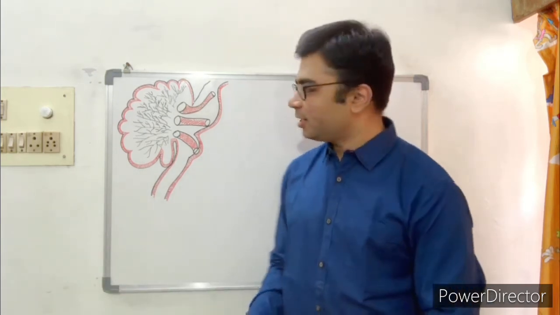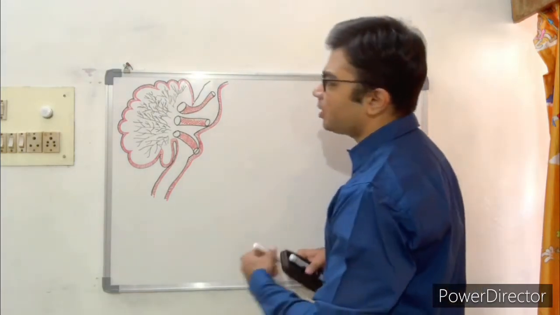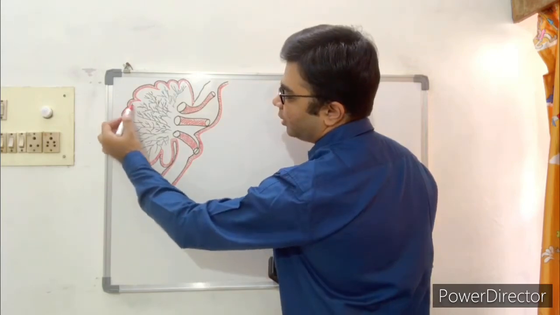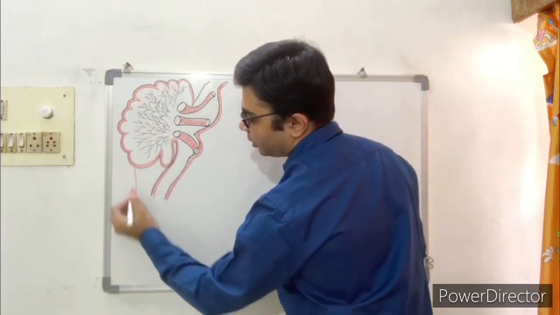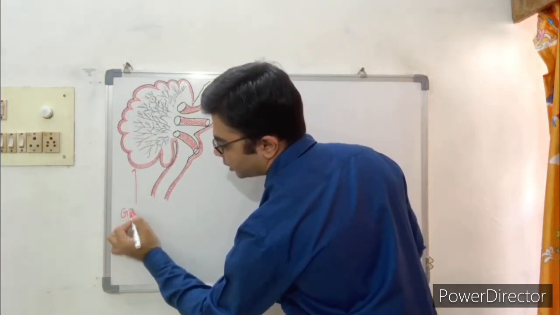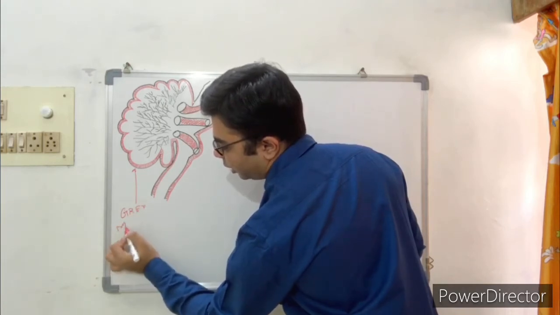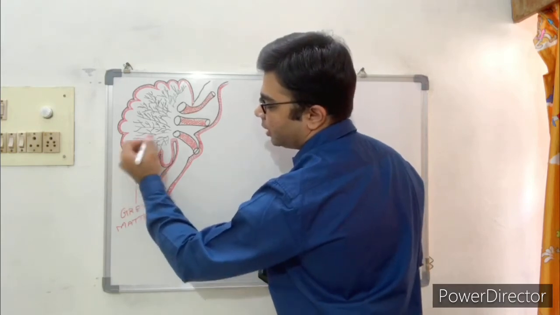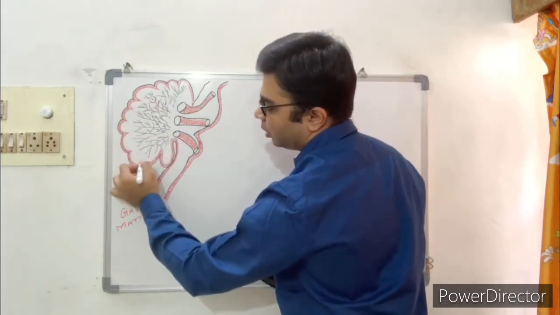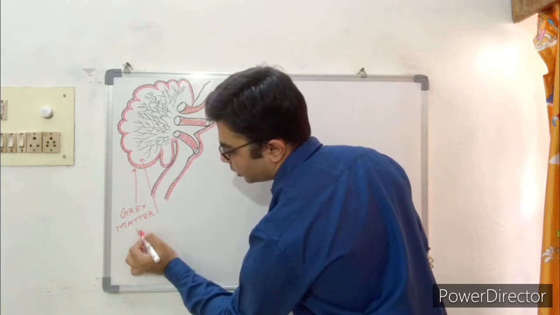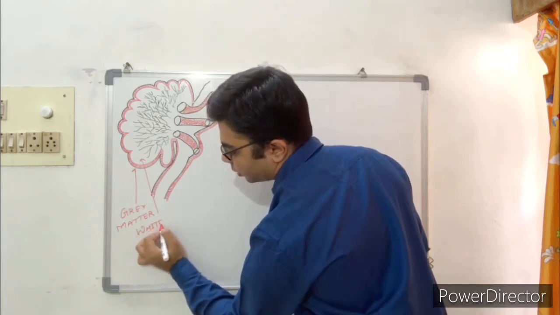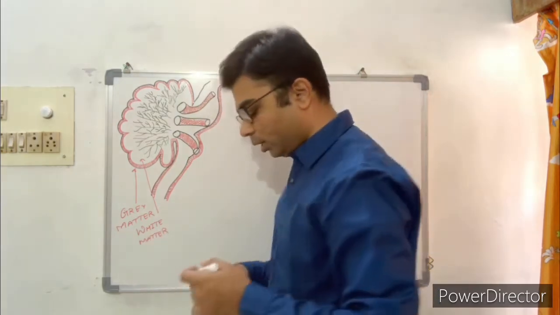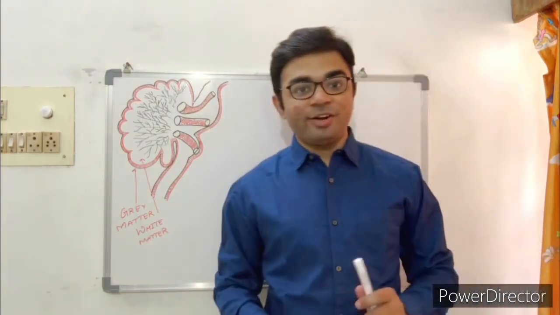So as you can see in this diagram, this outer margin layer is termed grey matter. Let me write it over here: this is grey matter, and the central area, which is inside the grey matter, is termed white matter. Okay, so that is the grey matter and white matter.